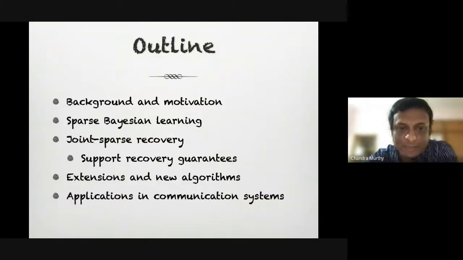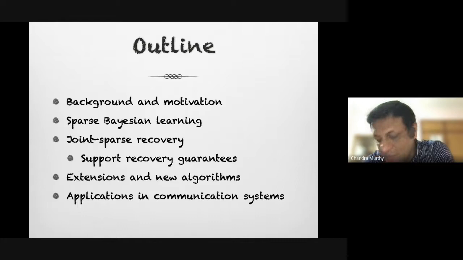Okay, so here's the outline of the presentation. First, I will talk a little bit about this background, which will maybe be a summary or a recap of what sparse signal recovery is and why we are interested in sparse signal recovery related problems. And then I will talk about sparse Bayesian learning, which is one of the very beautiful techniques for sparse signal recovery, and it has excellent performance and very interesting properties.